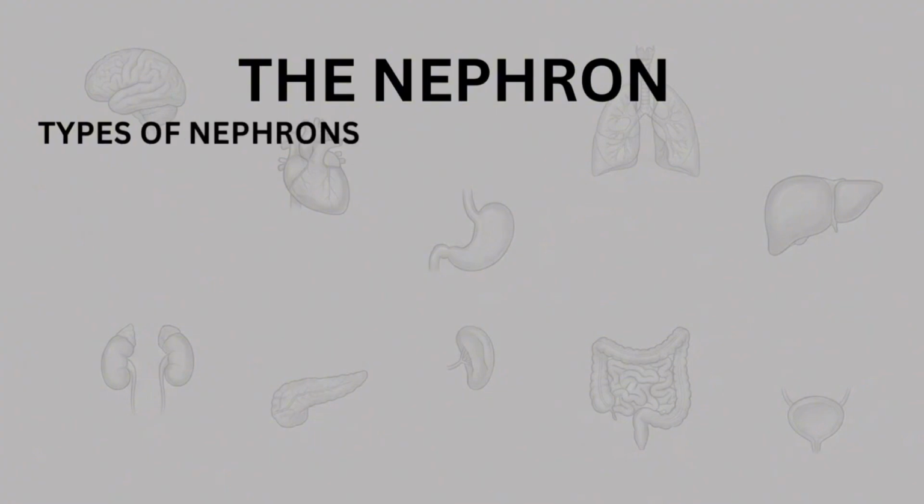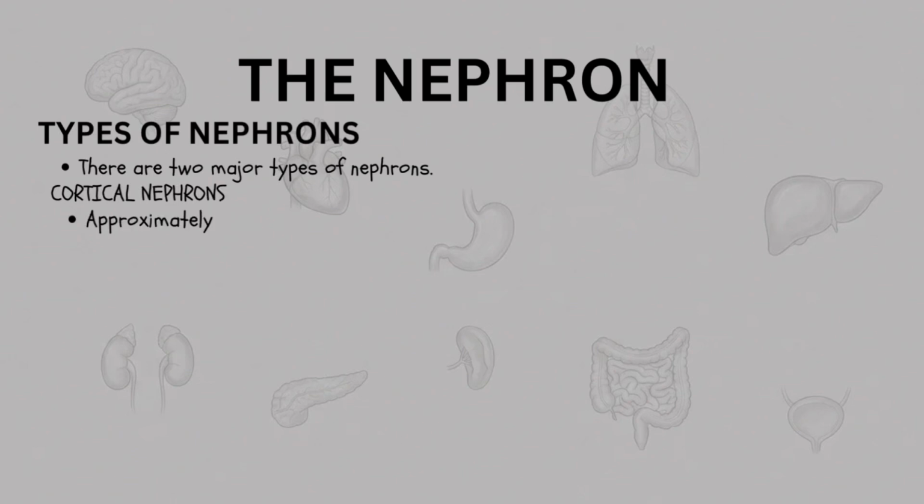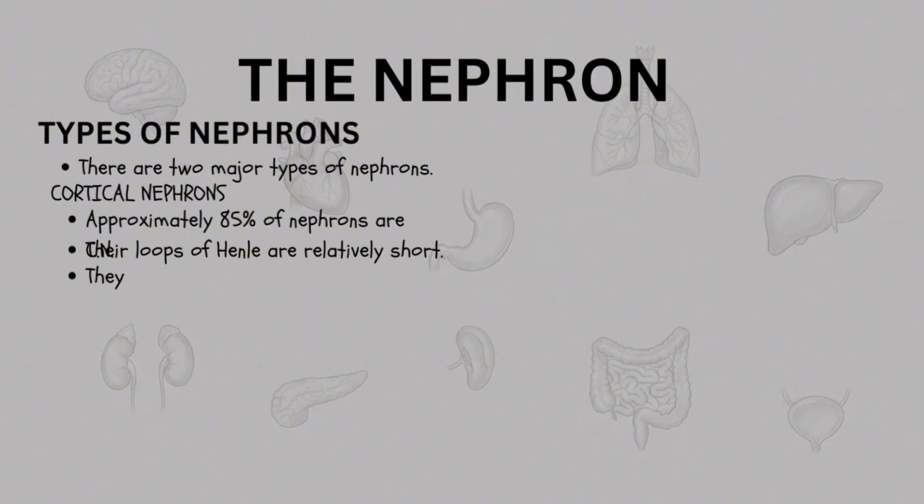Types of nephrons. There are two major types of nephrons. Cortical nephrons. Approximately 85% of nephrons are cortical nephrons. Their loops of Henle are relatively short. They are mainly involved in filtration and reabsorption.